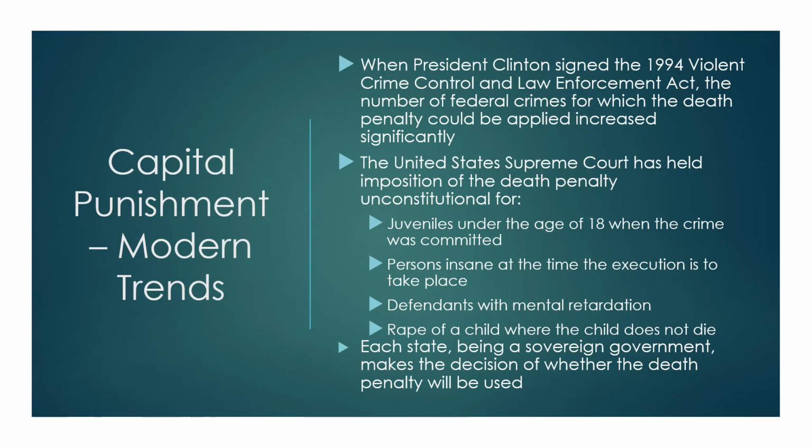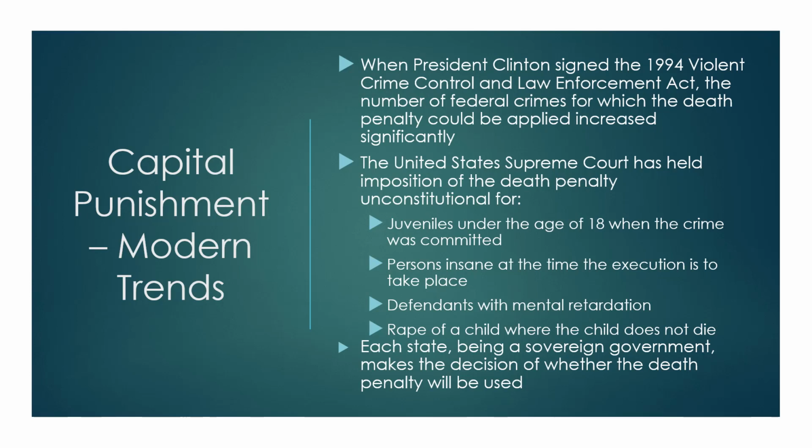In 1994, President Clinton signed the Violent Crime Control and Law Enforcement Act, which tried to increase the federal death penalty. I say try to increase because it's still freakishly rare to be applied. And the United States Supreme Court has put some limits on the modern death penalty. The first one, I already mentioned this, is you cannot execute someone who was under 18 when they committed the crime.